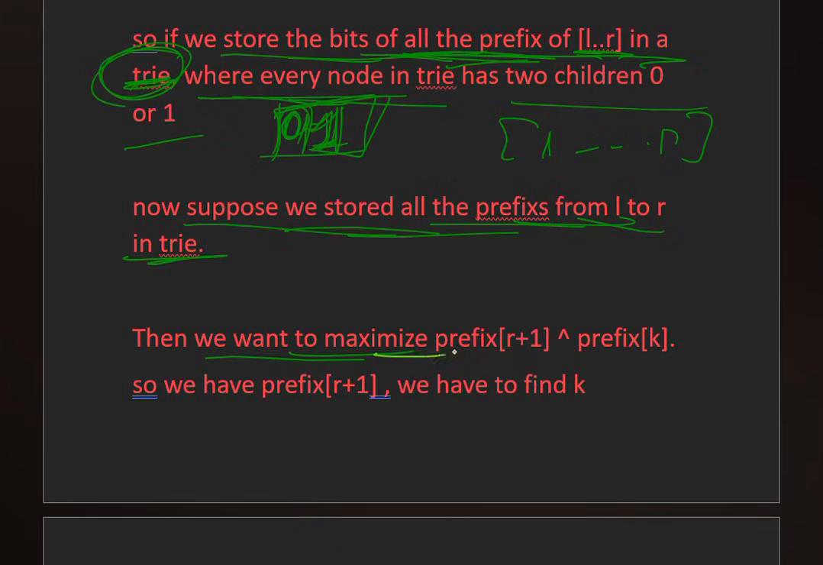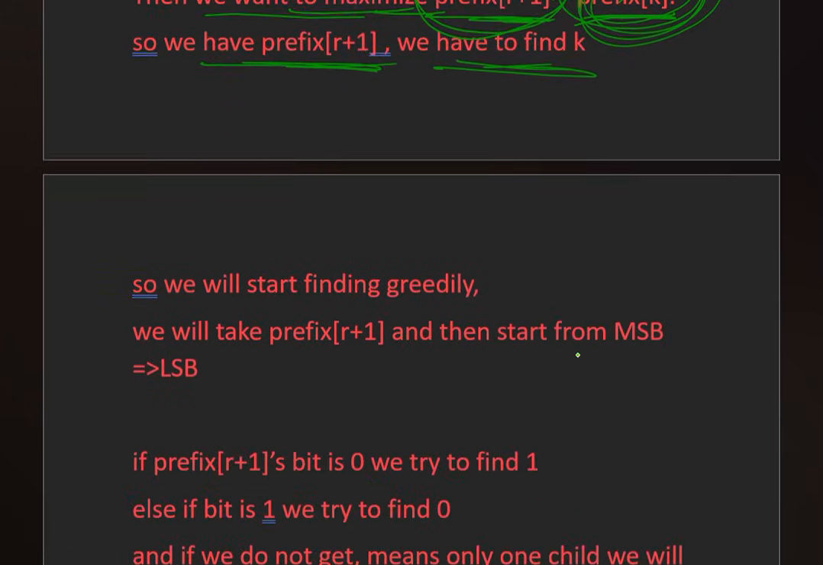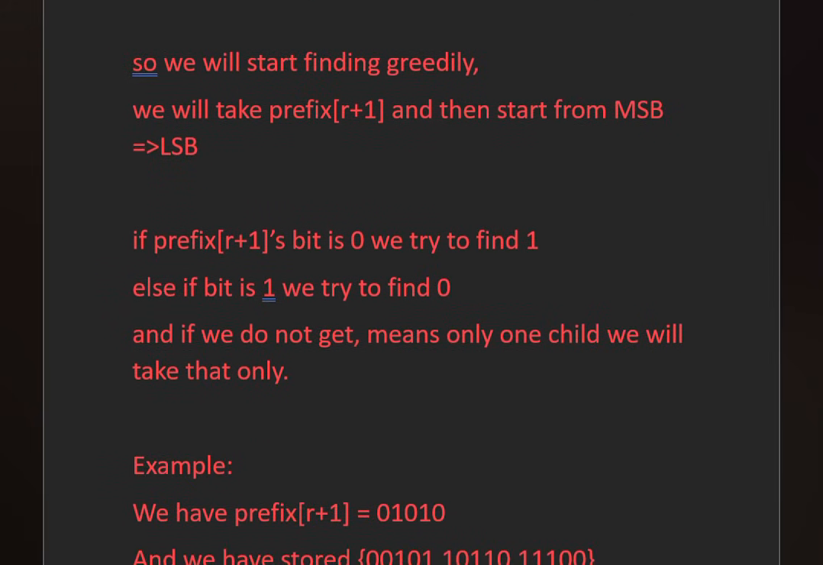Then what do we want? We want to maximize prefix of R plus 1 XOR prefix of K, that is the XOR from K to R plus 1. And we already know the prefix of R plus 1. We just have to find the prefix of K, right? So what we'll do is find it greedily. We take prefix of R plus 1 and then start from the most significant bit to the less significant bit. Please keep waiting, I'll explain with an example so you get it more properly. Just let me complete it.